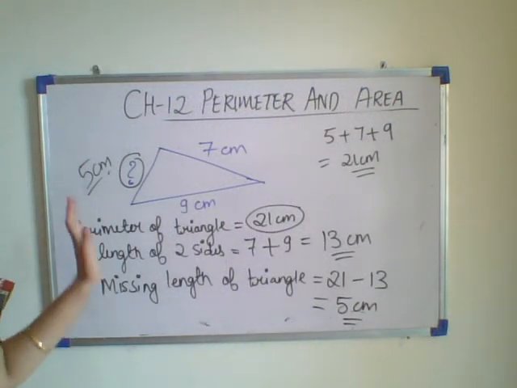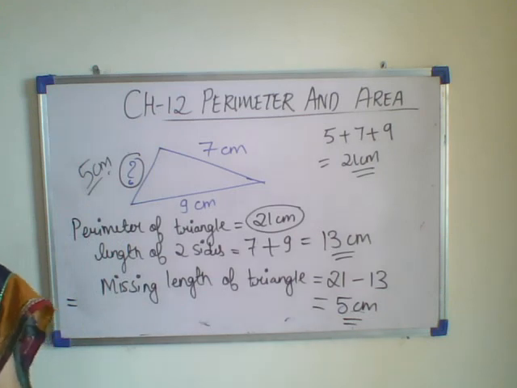So in today's class, we discussed how to find the perimeter and how to find the missing length if the perimeter is given in the question.